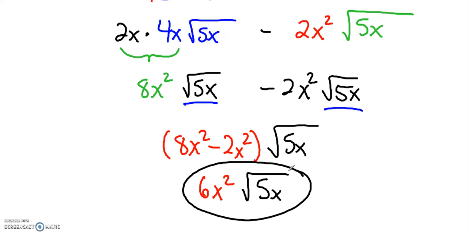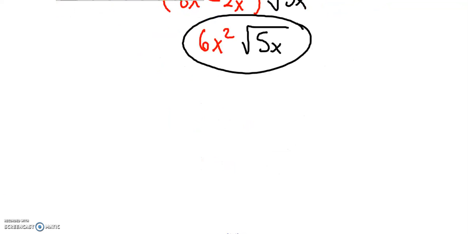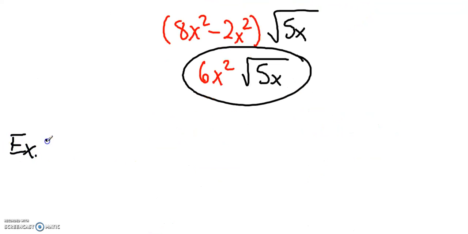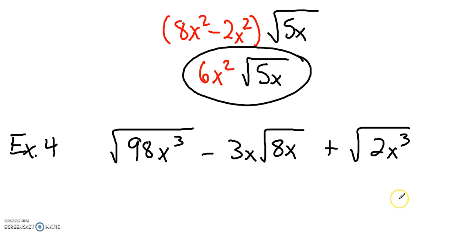All right, let's give you one more of those. Start with the square root of 98x to the 3rd minus 3x square root of 8x, then plus square root of 2x to the 3rd.